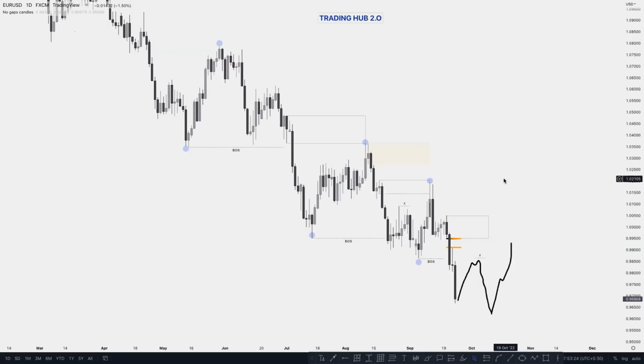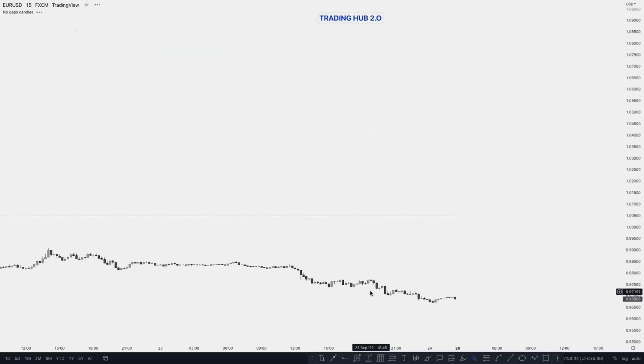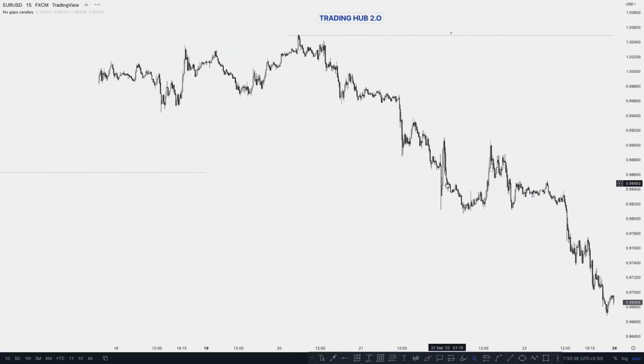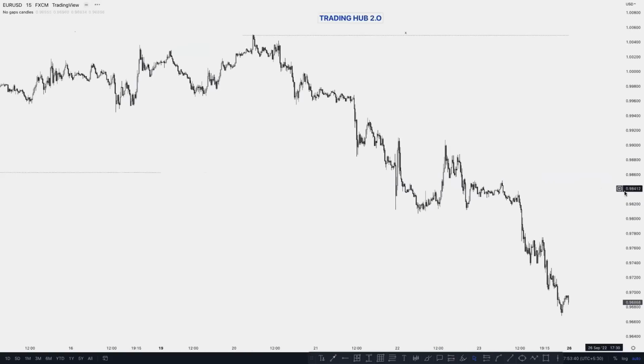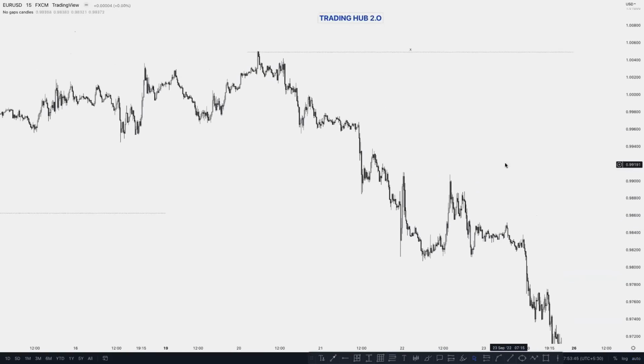Okay, so now let's pick a lower time frame. What is a possible scenario in M15 in EUR/USD? Okay, so in EUR/USD, as you know, market momentum is extremely bearish and continues pushing downside.